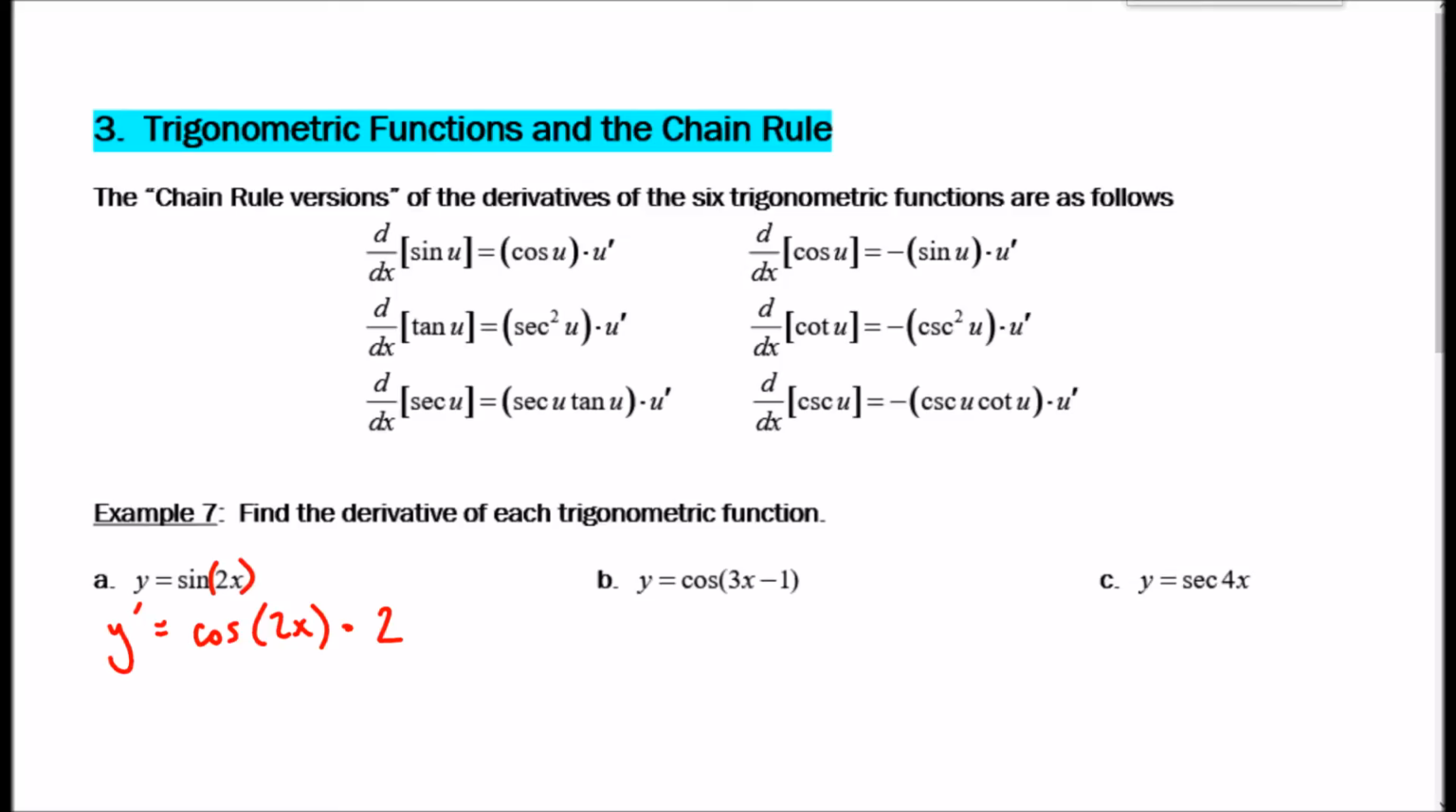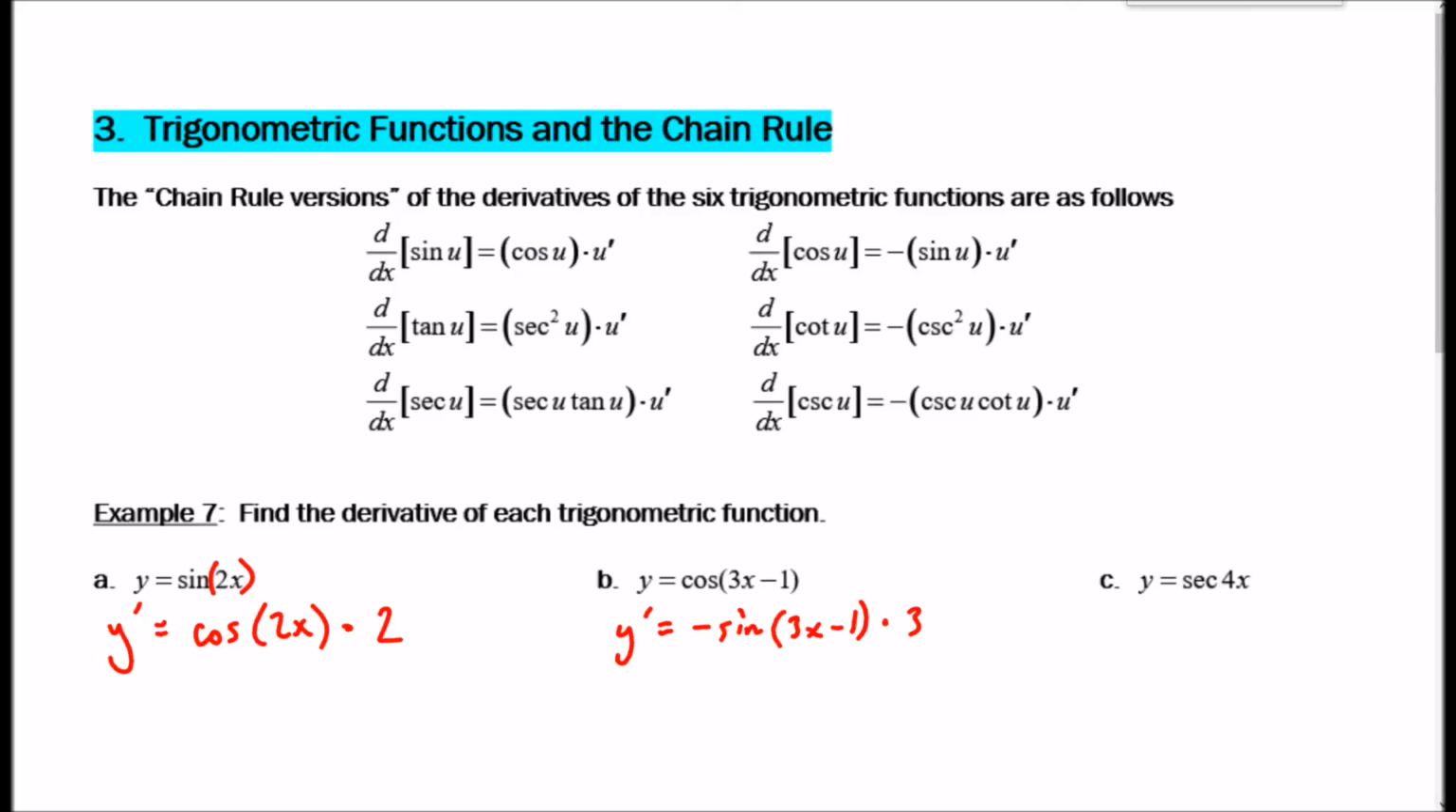On example B, we already have our parentheses. So y prime is the derivative of the outer function, which is the cosine of something function. The derivative of cosine something is negative sine something times the derivative of that something. Since the inside is 3x minus 1, we have to multiply by the derivative, 3.